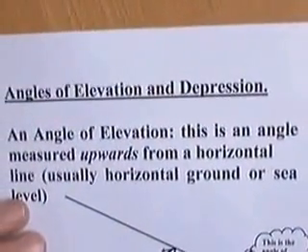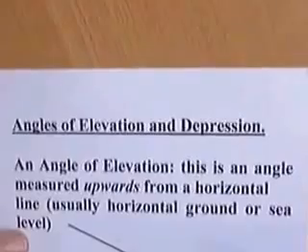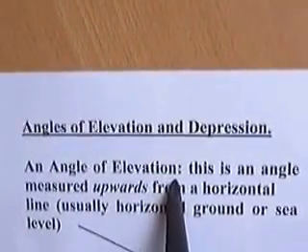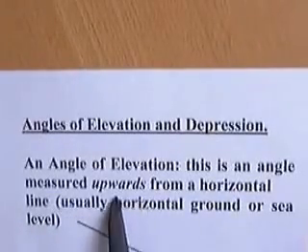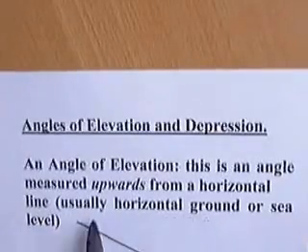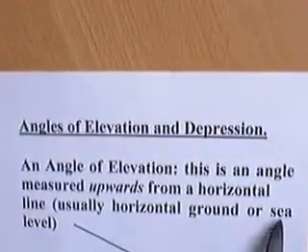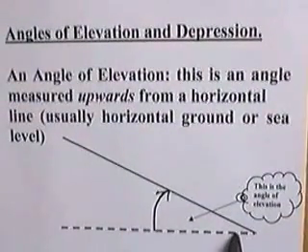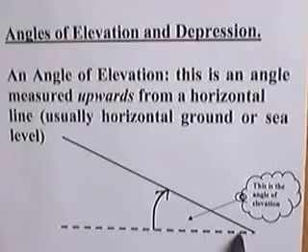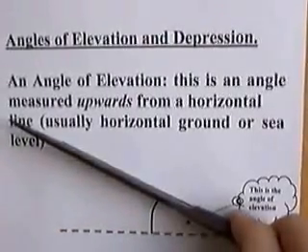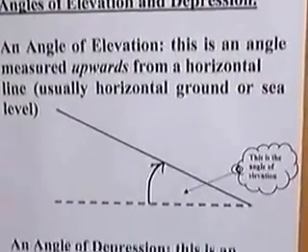And to do that, I want to go on to talking about angles of elevation and angles of depression. Now, the angle of elevation, this is an angle measured upwards from a horizontal line. Usually the horizontal line is horizontal ground or sea level. So if you had a situation like this, the dotted line here is the horizontal ground or the sea level, and an angle of elevation is that angle there.